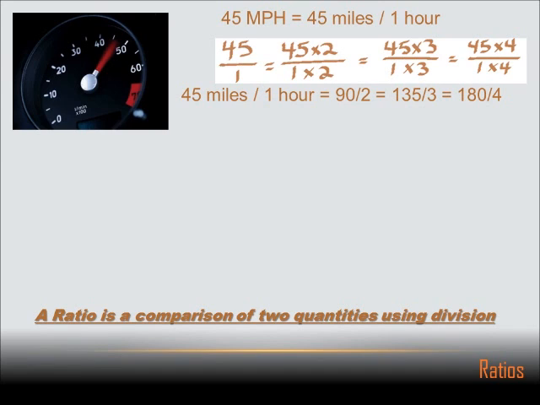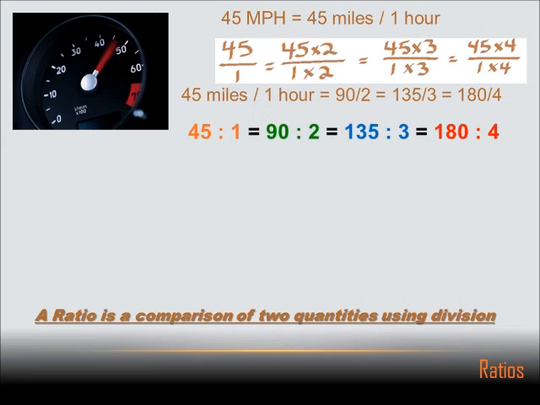And that makes sense to you, because if you're going 45 miles per hour, in 2 hours you're going to go 90 miles. 90 miles per 2 hours, because we just multiplied both the top and the bottom of the miles per hour by 2, and 1 hour became 2 hours, and 45 miles became 90 miles. And we could do the same thing with 3 or with 4.